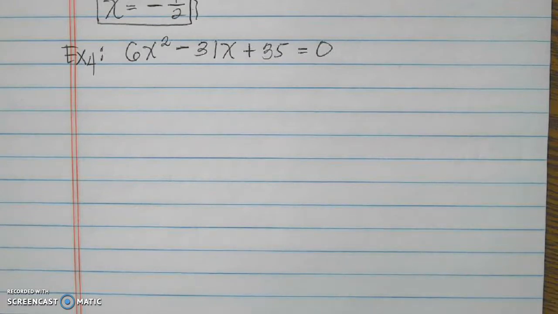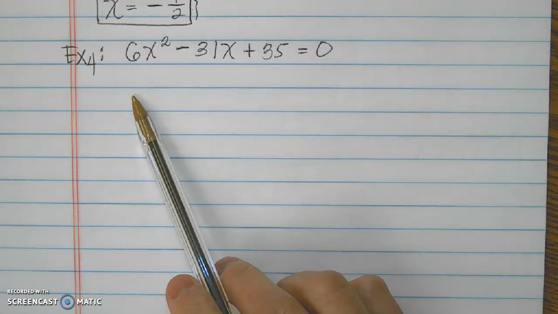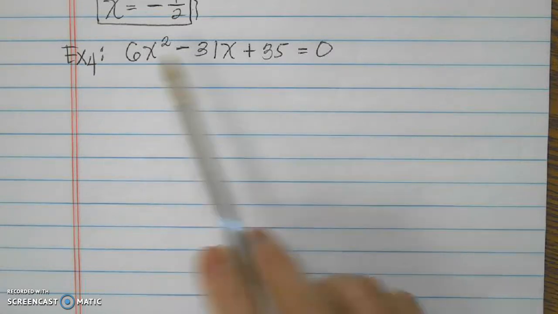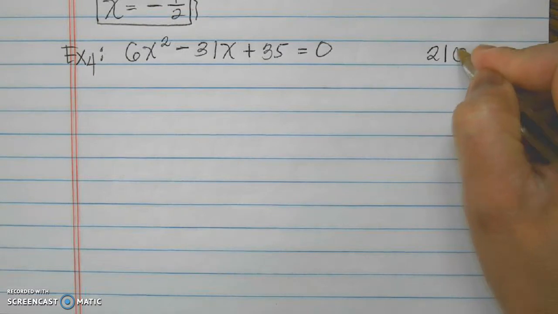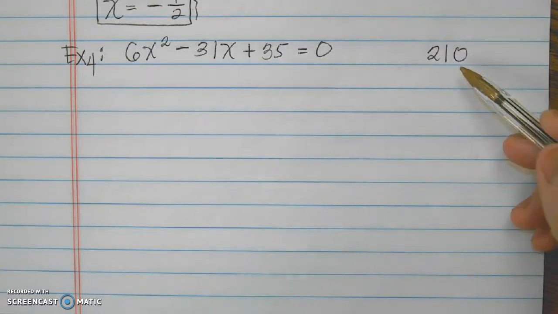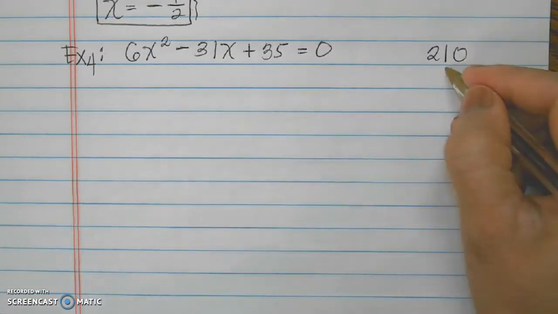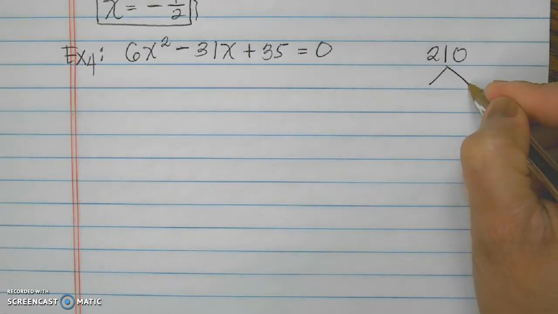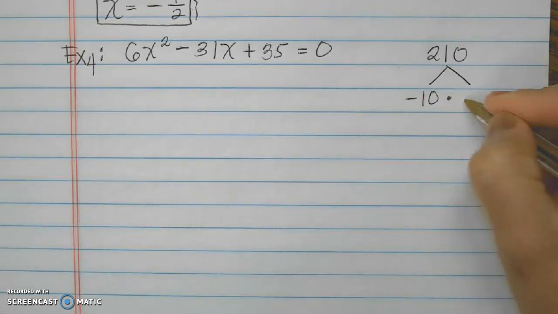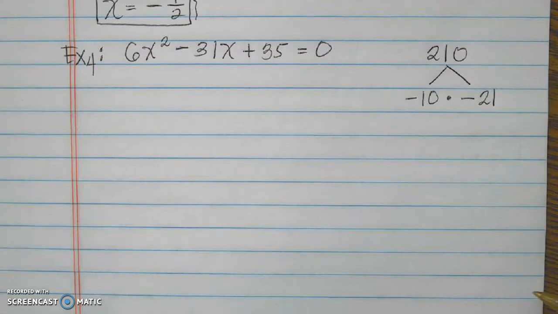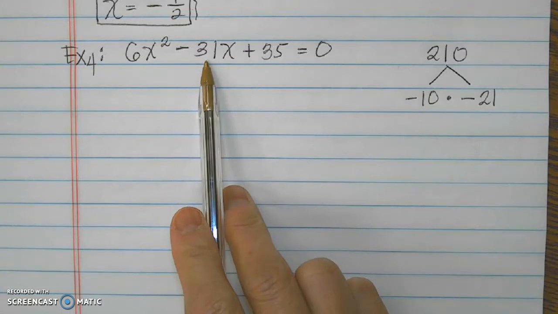For our last example, we're going to use 6x squared minus 31x plus 35 equals 0. So again, the first step in factoring is to multiply the 6 and the 35. And 6 times 35, I believe, is 210. Okay, let's go straight to the factors of 210 that when added will give us a negative 31. And those are, I believe, negative 10 times negative 21. So we are going to use those factors to replace negative 31 by.